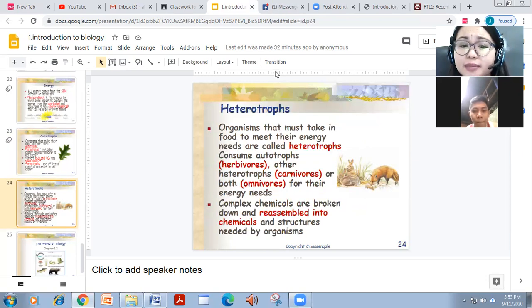But for animals, most of the animals are heterotrophs, because we cannot make our own food. Even the livestock and all the wild animals cannot make their own food. So the heterotrophs can be herbivores, or those animals who eat plants, carnivores who eat meat, and omnivores who eat both plants and animals. So are insects herbivores or carnivores?